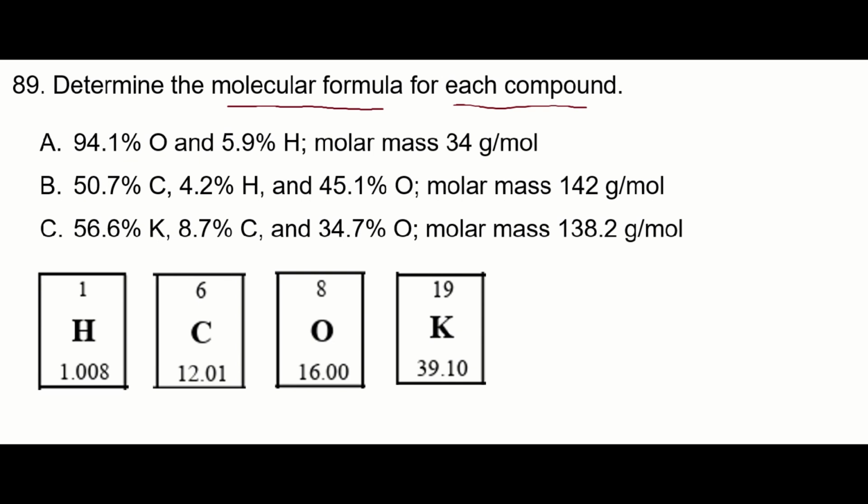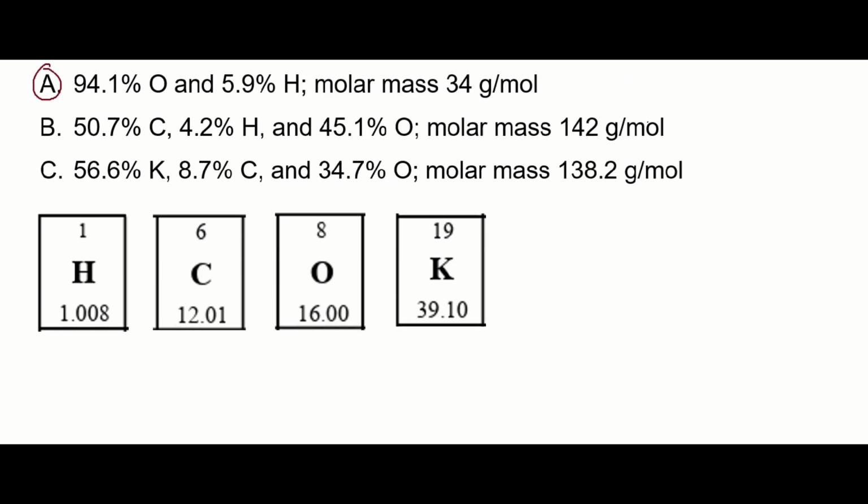Percent composition is an intensive property, so it doesn't matter how much of it you have, the percent composition of a compound is going to be the same. So the easiest numbers to work with is if we assume we have a 100-gram sample of each of these compounds. So if we had 100 grams of compound A, then the oxygen component will make up 94.1 grams of the compound. And we want grams because we want to turn that into moles.